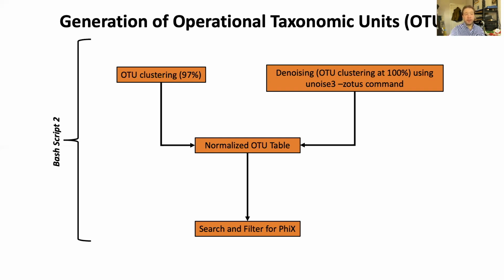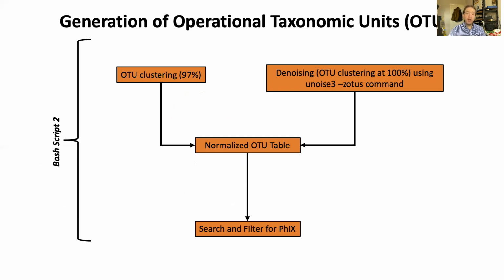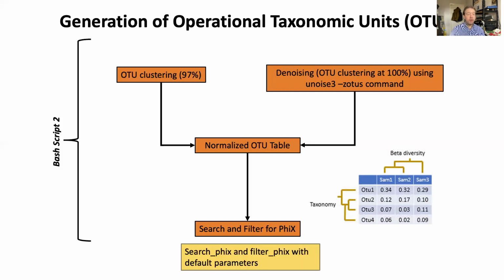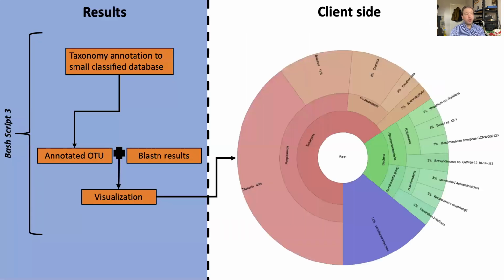The next step of this second script is, of course, creating an OTU table using the otutab function and normalizing it by making the number of reads across all OTUs the same. The table gives us a number of reads per OTU, so it's important to normalize, after which we search and filter for our fixed control using the search and filter fix parameters.